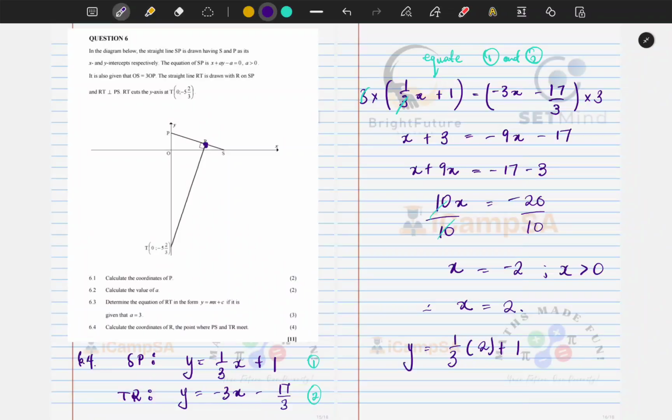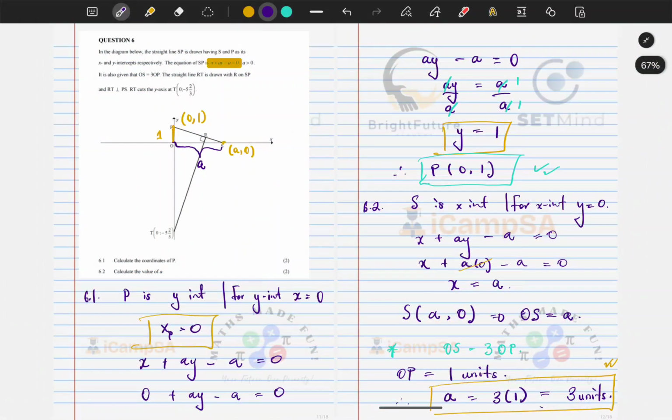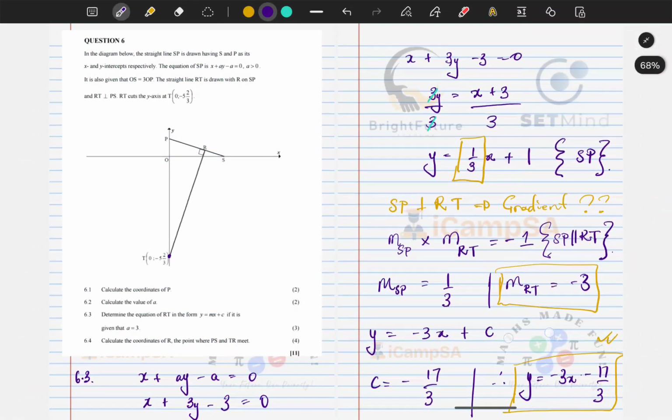So 1 over 3. Punching in 1 over 3 times 2 plus 1, I am getting 5 over 3. I'm getting y as 5 over 3. So this could be incorrect. I just need to check and confirm where I may have made a mistake, otherwise we are going to have issues.